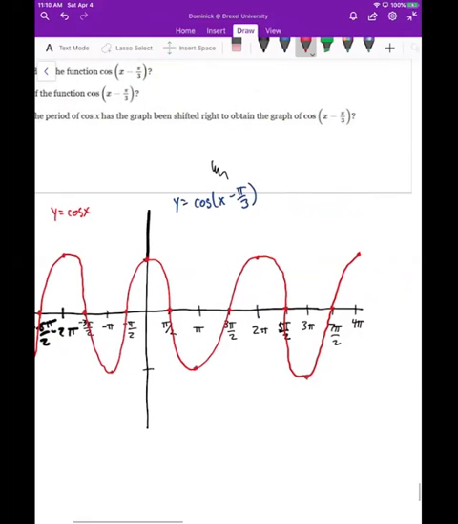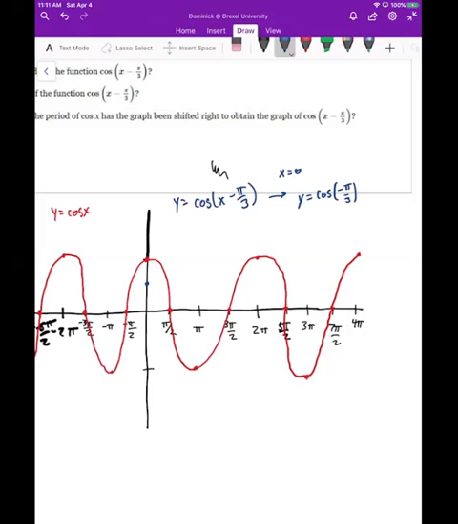Now for cosine of x minus pi over 3, what's happening here is, for example, if x is 0, I'm going to get y is equal to cosine of negative pi over 3, right? Because 0 minus pi over 3 is negative pi over 3. Well, that's like minus 60 degrees. And we know that at minus 60 degrees, cosine is equal to 1/2, right? So when x is 0, I'm actually going to be at 1/2.